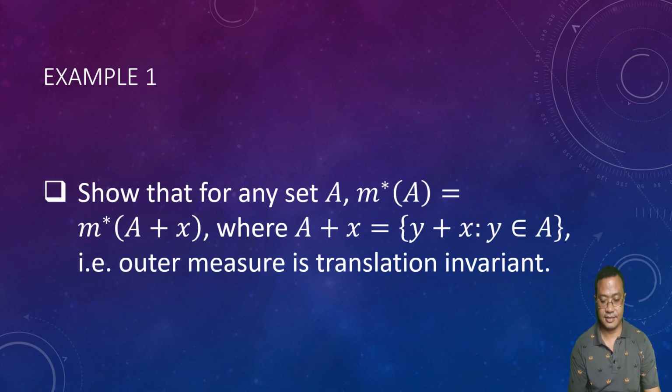Alright, so next, another very important example. The outer measure is translation invariant, that is m star of A is equal to m star of A plus x. The set A has been translated by an amount x, which we call A plus x. So the outer measure of A plus x is exactly equal to the outer measure of A, and this statement we call: outer measure is translation invariant. How do we define A plus x? A plus x is the set of y plus x such that y is a member of A. So that is, outer measure is translation invariant.